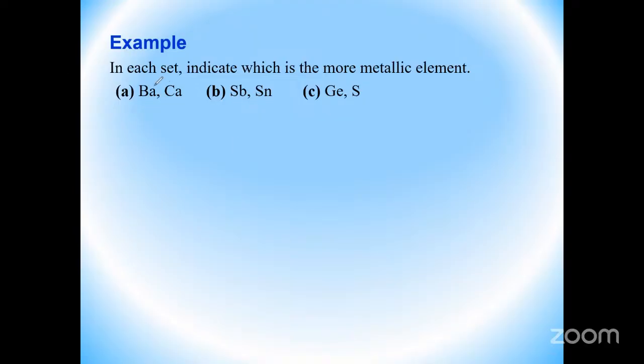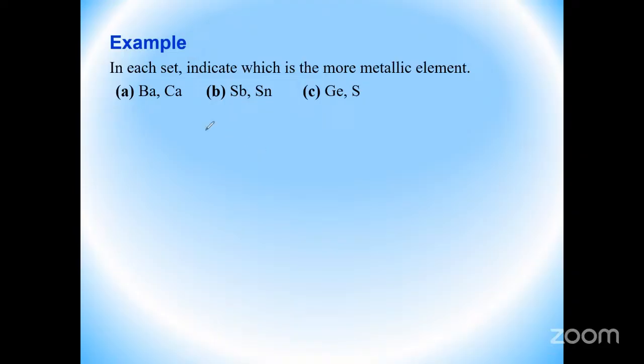Said barium and calcium. Which would be more metallic? Remember, the metallic character increases as you go down any group. And barium and calcium are in the same group, so yeah, I was totally looking for barium. You said it decreases as you go down? Increases. I'm sorry, I was thinking of ionization energy. Right, so it increases as you go down any group.